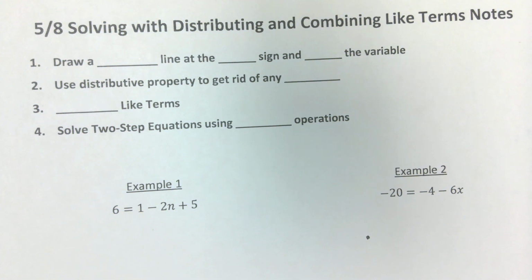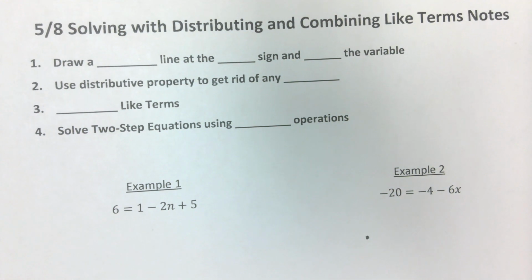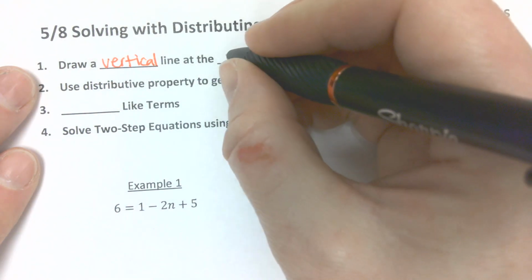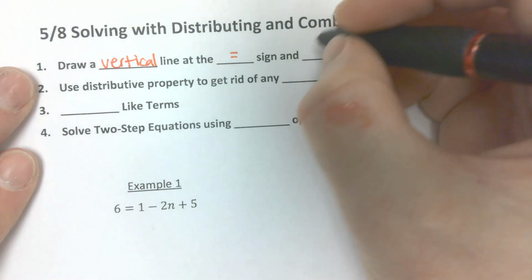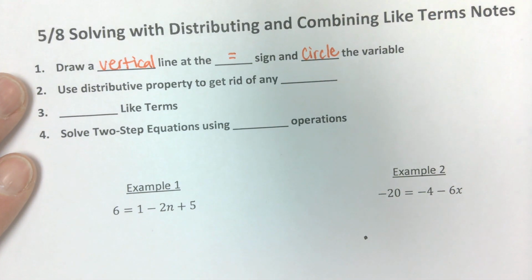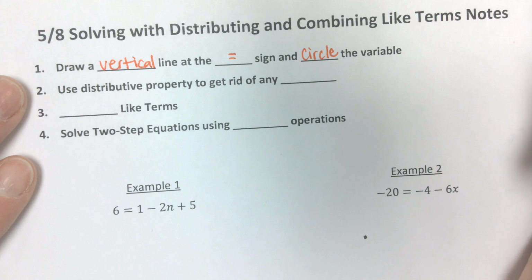We are going to solve using distributing and combining like terms. So step 1, draw a vertical line at the equal sign and circle the variable. So that's what we've been doing all week. Those are your first steps.